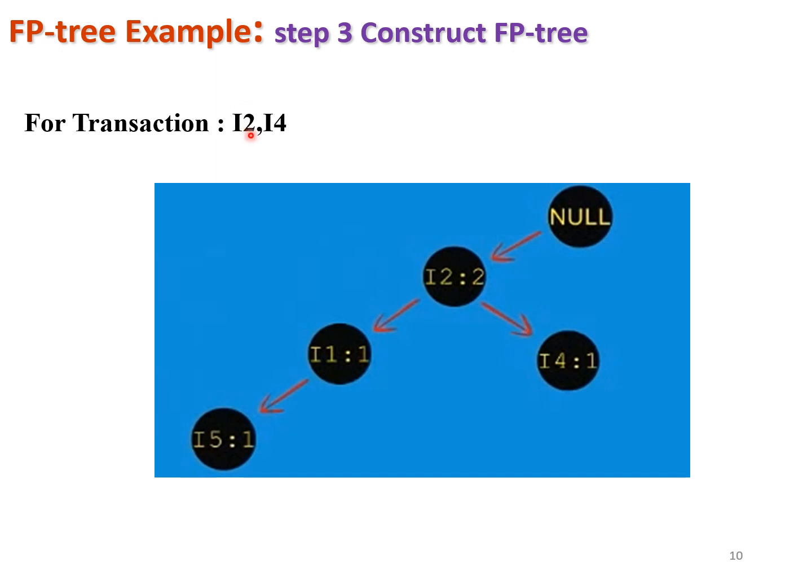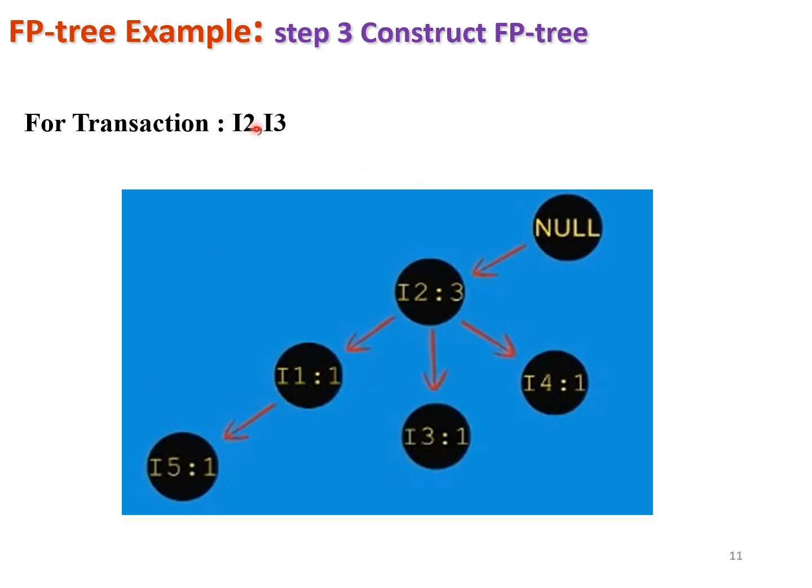The second transaction, which is I2 and I4, again, we're talking about a path. From null, there is a path to I2. So we can have I2 and we will give it the frequency of 2, okay? And then from here, we don't have a direct path to I4, so we will create a branch here. So we'll have I4 and 1.